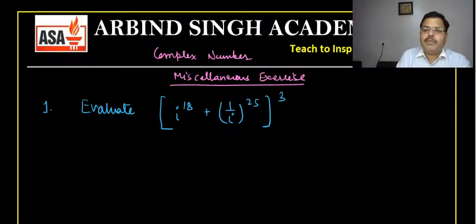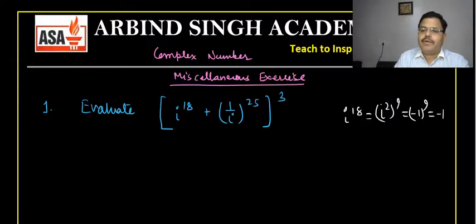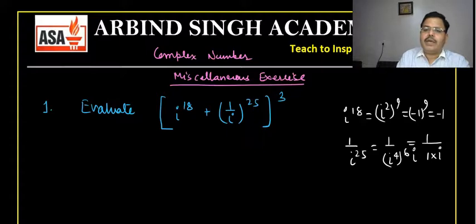Easily one can solve it. Iota to the power 18 is nothing else but iota to the power 4 whole to the power 4 into iota square. Or even better, you can write it as iota square whole to the power 9, that is minus 1 to the power 9, which is minus 1. And 1 upon iota to the power 25 is 1 upon iota to the power 4 whole to the power 6 into iota, that is 1 upon 1 into iota, so 1 by iota. So the thing will come like this: minus 1 plus 1 by iota, and whole to the power 3.